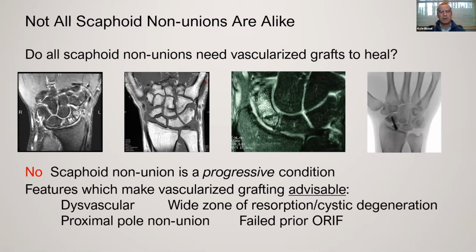I also feel that if there's a very wide zone of resorption, cystic degeneration leading to a lot of collapse, sometimes we can't rely on the blood supply being intact in that proximal pole, or there may have been prior mobilization of the distal pole, which could have interfered with the blood supply and may hamper union. In very proximal pole non-unions, when we know that the blood supply to that small fragment is tenuous, I'd be more often inclined to use a vascularized graft. And I use them very often, as you'll see in a couple of clinical cases in a minute, for failed prior attempts at either ORIF or even failed attempts at treating non-unions, where I still think it's a salvageable situation.